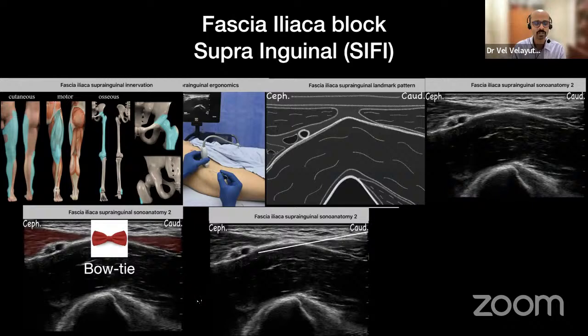Initially it can feel a little bit tricky, but because you're trying to see bone, you can identify it pretty easily. I hope that explains your question. Thank you so much.